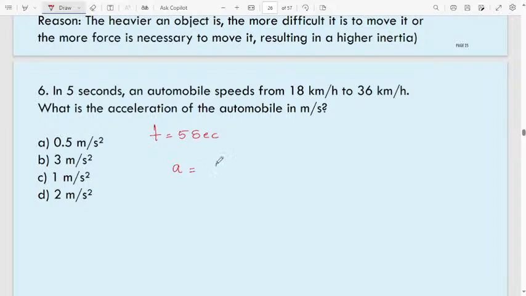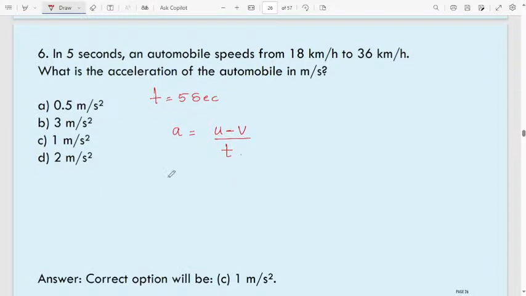You know acceleration will be (v minus u) divided by t. Here a means acceleration, u means initial velocity, v means final velocity. Then here v is 36 km per hour minus u is 18, divided by t is 5 seconds. This will be in kilometer per hour, and this in seconds. Then convert.